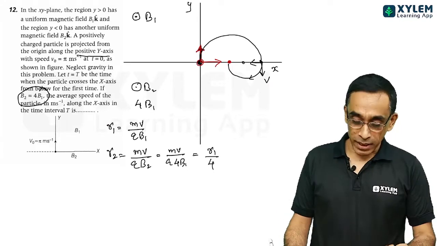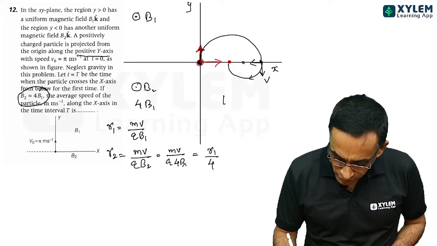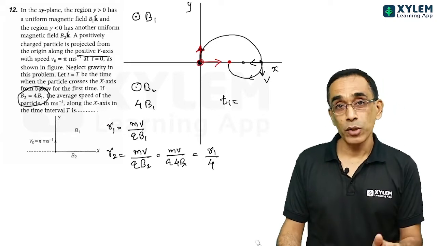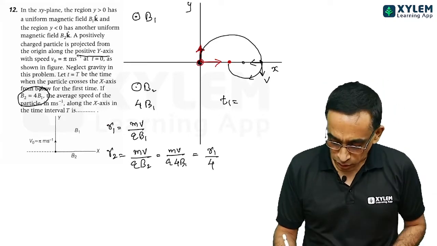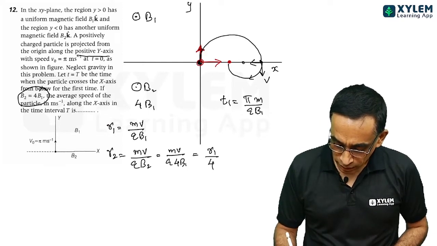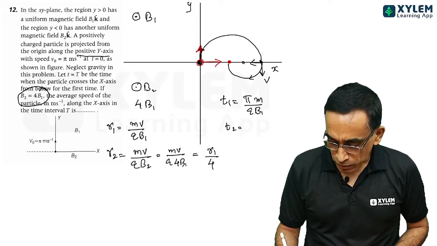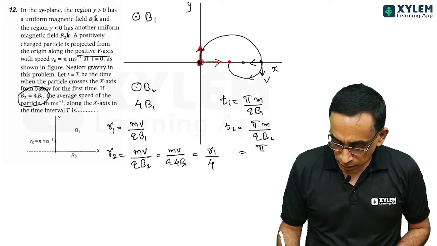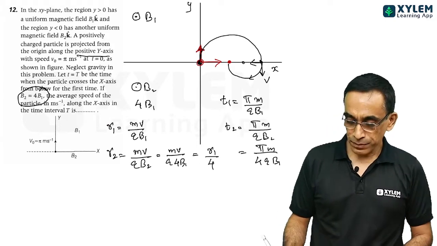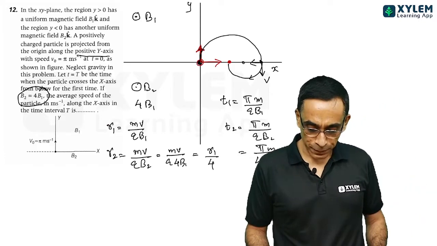Now what is the time taken? Time taken in the first field is given by the time period 2 pi m by qB. Since this is half the revolution, it is pi m by qB1. And the time for the second is pi m divided by qB2. It's actually pi m by 4qB1. So we have T1 and T2.